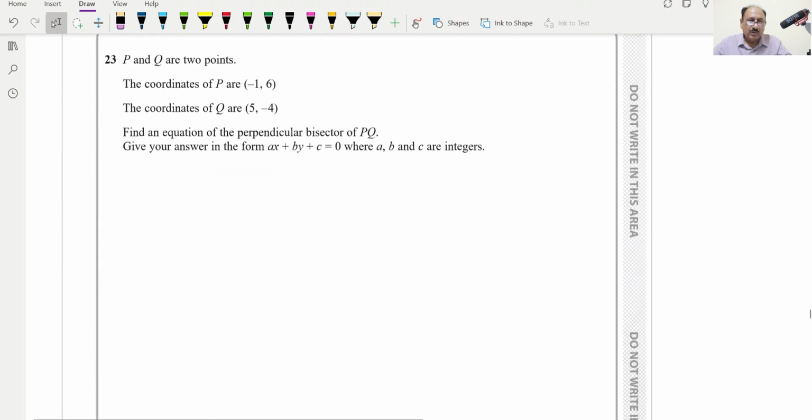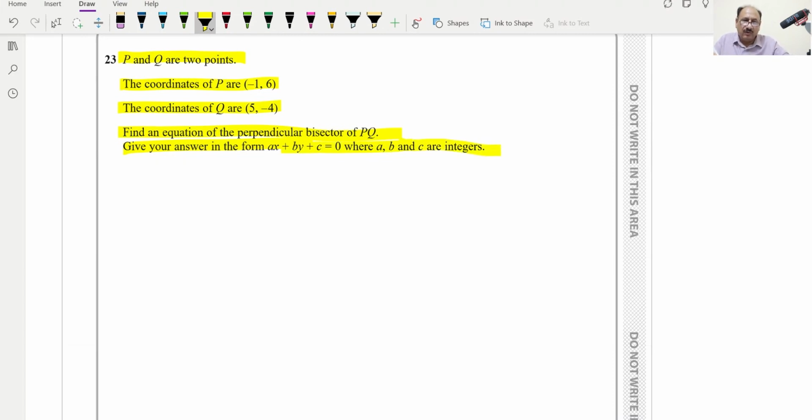Now question number 23. Question 23 says P and Q are 2 points. The coordinates of P are this one. The coordinates of Q are also given. Find an equation of the perpendicular bisector of PQ. Give your answer in the form ax plus by plus c is equal to 0, where a, b, c are integers.